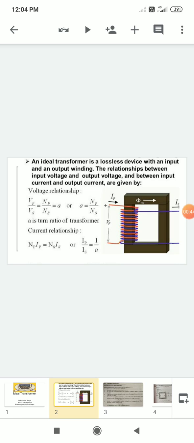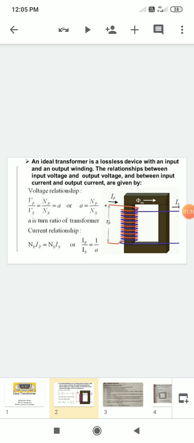Here, this is the diagram that shows the ideal transformer with no losses. As you see in the diagram and in the statement, an ideal transformer is a lossless device with an input and output winding. Why is it called lossless? Because whatever input you apply to it, you will get the same output. That means there is 100% efficiency in an ideal transformer, and there are no losses in the case of an ideal transformer.